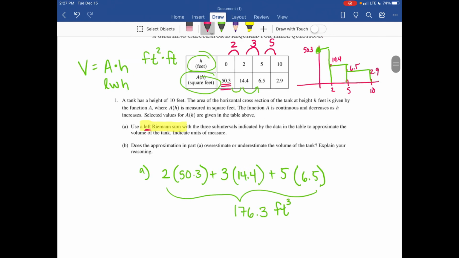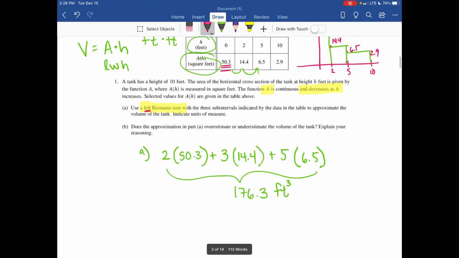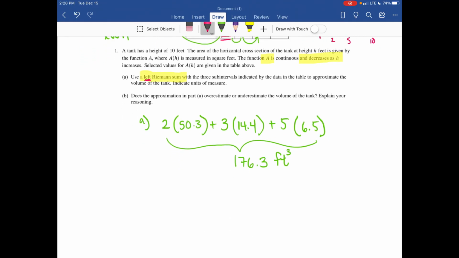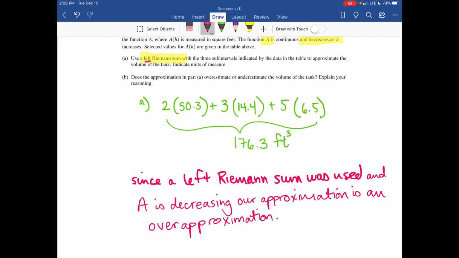So the next question asks, is this an over or an under approximation of the volume? This is where we identify that A is decreasing, and since we used a left Riemann sum, we know that our approximation was an over approximation, since a left-hand Riemann sum was used and our function A is strictly decreasing.